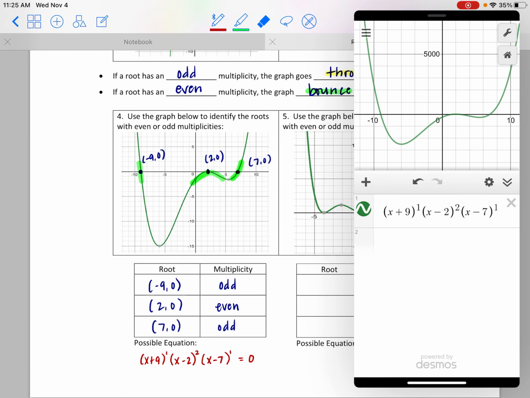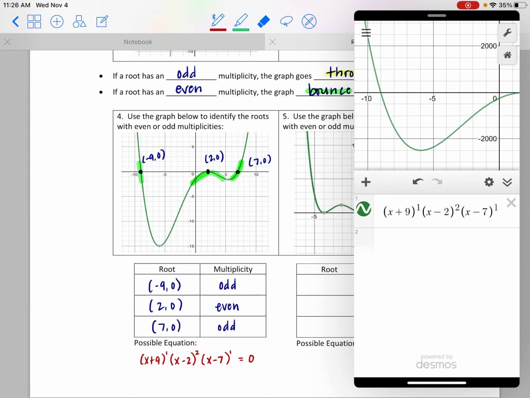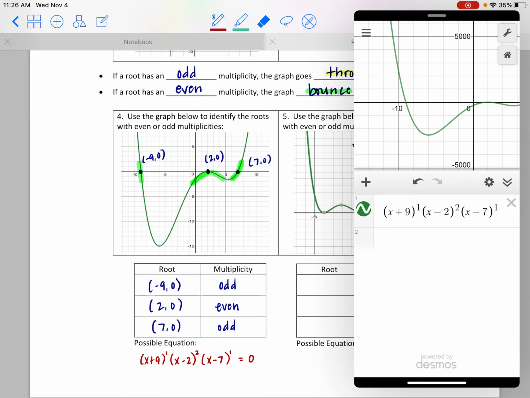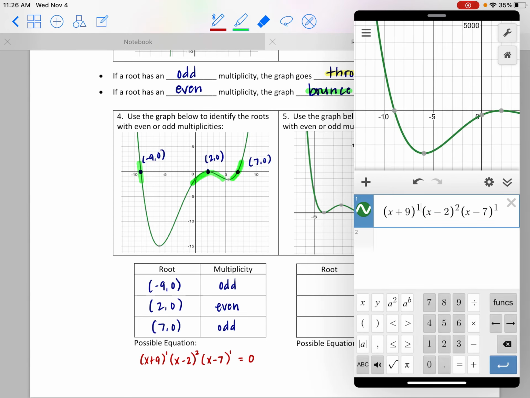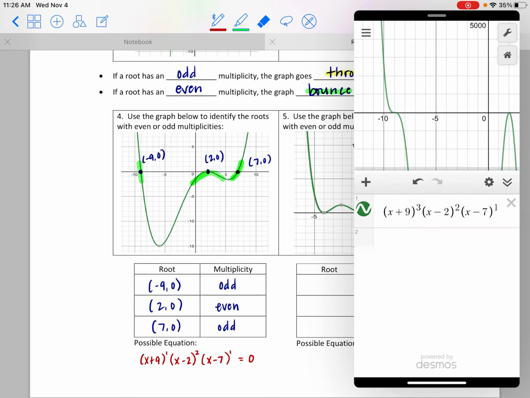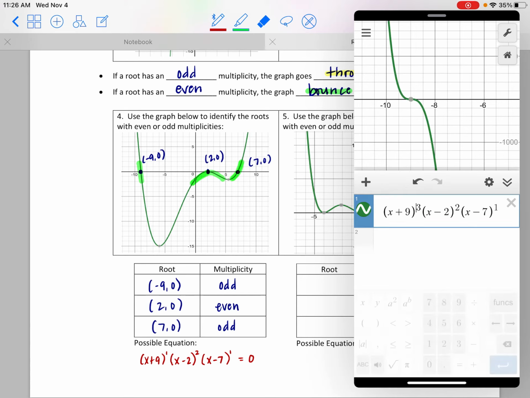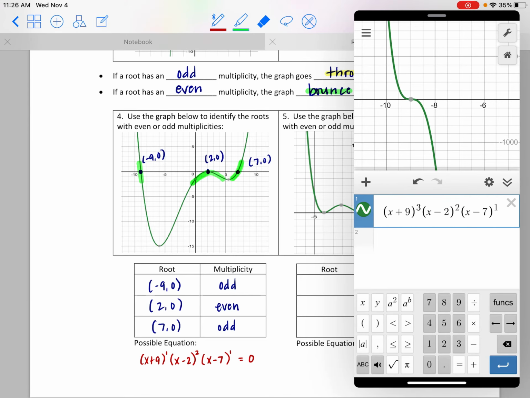Maybe it's not exact. I'd have to mess with the window, but it does behave the same way. Okay, now what I want to show you is not so much these odds. Like if I change this to a 3, it's still going through, but see what happens when I change that to a 3? So I want you to focus on the x plus 9, right?